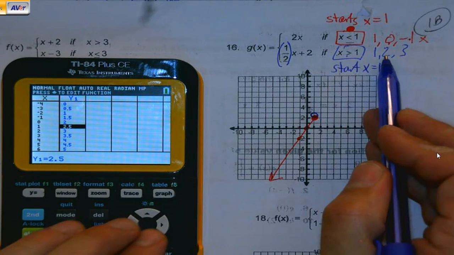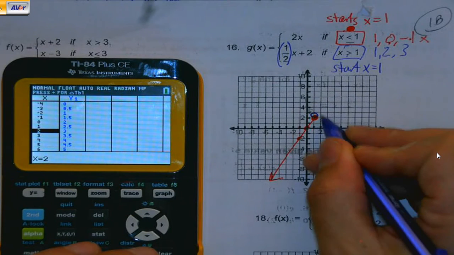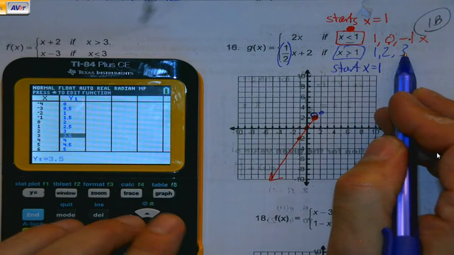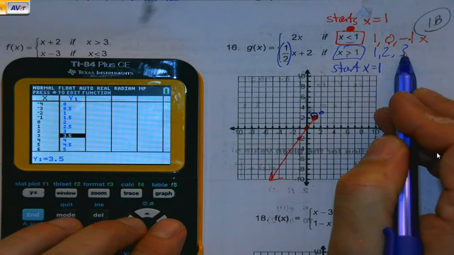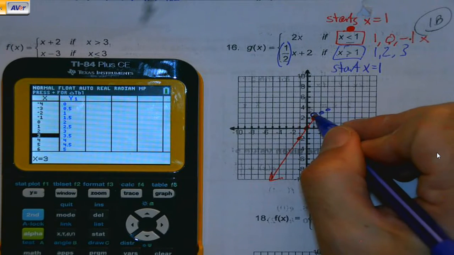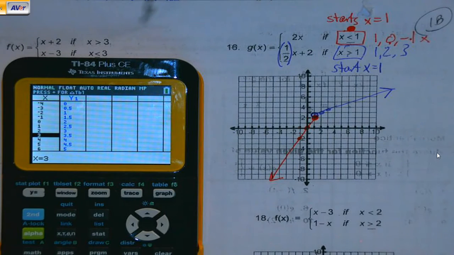So there's my 1. I go down to x equals 2, and I see the y value is 3. And then I go to my x value of 3 and see that the y value is 3.5. Start back at my first dot, the open one. Connect the dots, and my piecewise function is done.